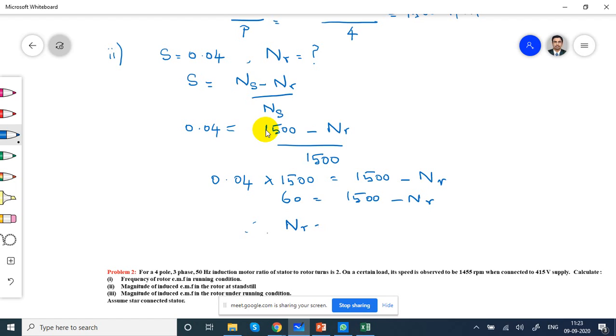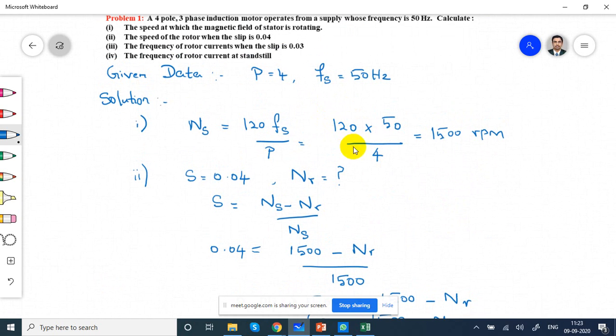Therefore, Nr equal to 1500 minus 60, which is equal to 1440 RPM. 1440 RPM. Okay.